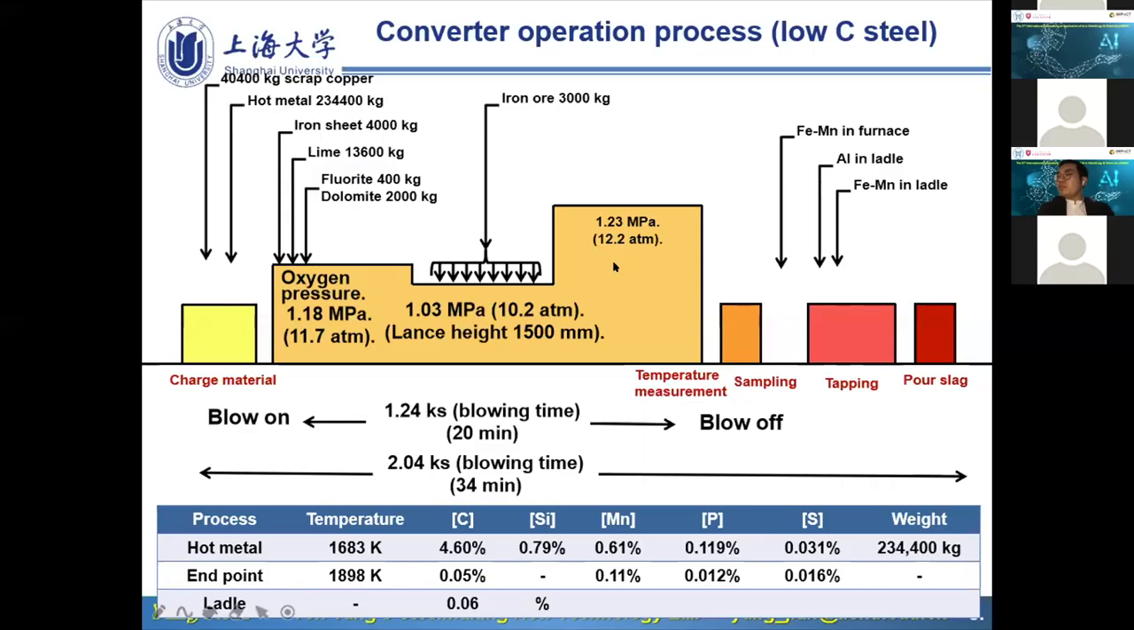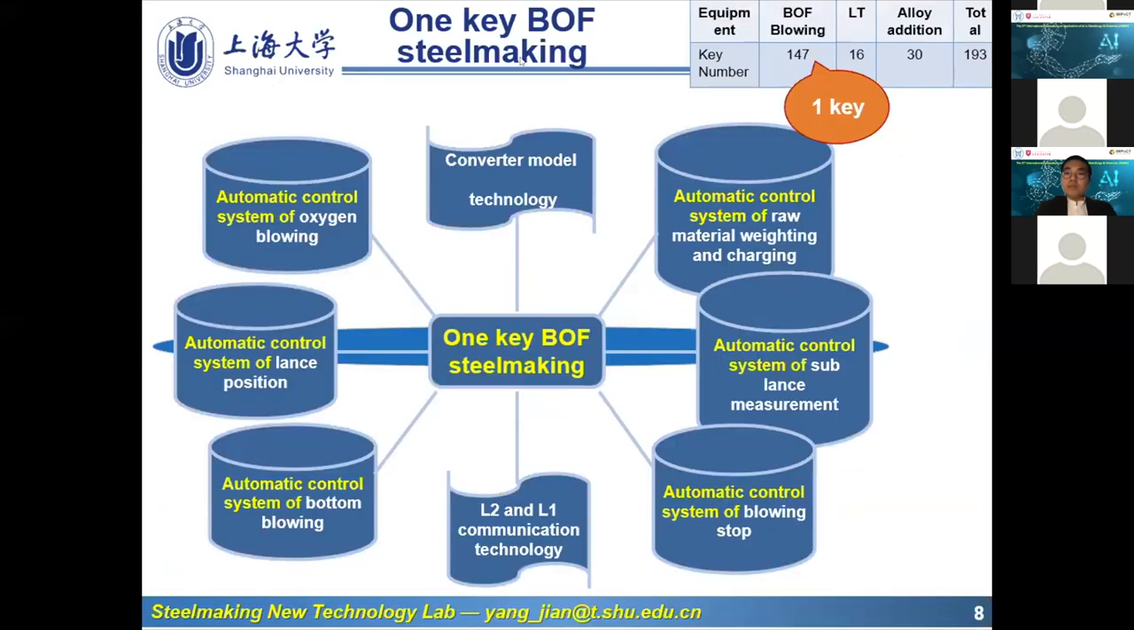Before the blowing, we should charge a lot of raw material into the converter. So it is a rather complicated process, and we should develop some automation and operations to master this process. We have developed one-key BOF steelmaking technology, which includes the automation control system of the oxygen blowing, the lance position, the bottom blowing, the raw material weighing and charging, the sublance measurement, and the converter model technology, to develop one-key BOF steelmaking.